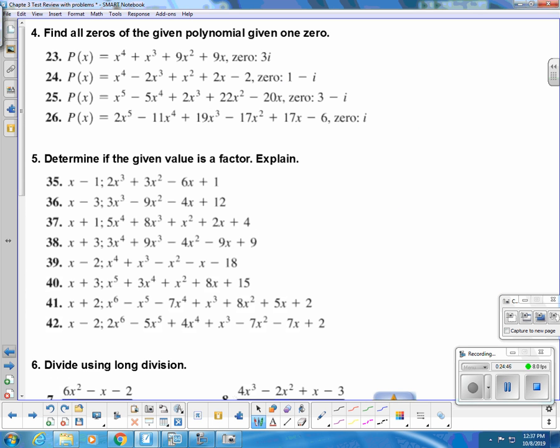Okay, number 4, find all zeros given the polynomial. What one do you want to do? 25? Sounds great.